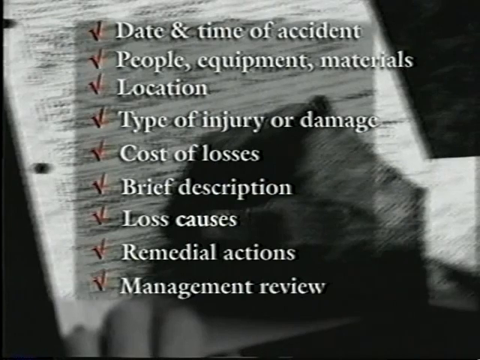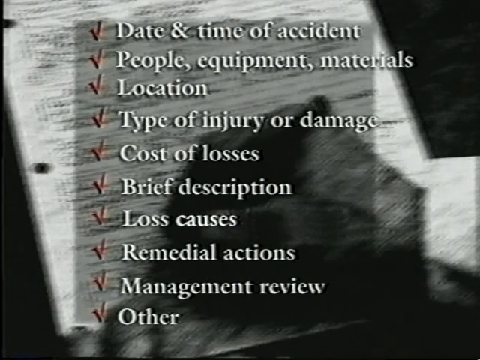A summary of the loss causation model, including the immediate causes, basic causes, and lack of control. Remedial actions, which include temporary and permanent actions. And a record of management review. This information is the minimum needed for a good investigation. Does your report ask for this information? Discuss what can be done to improve your company's investigation report.